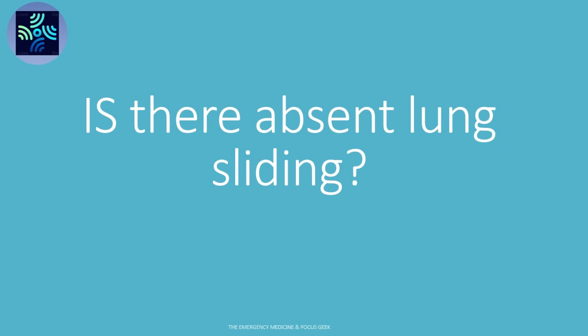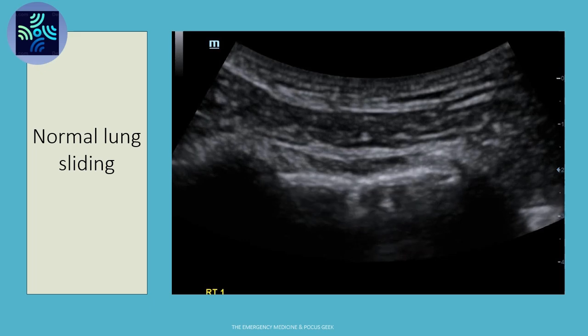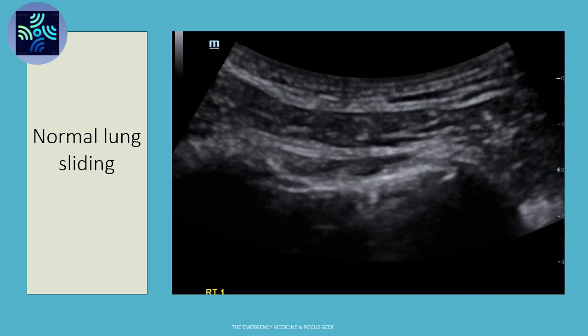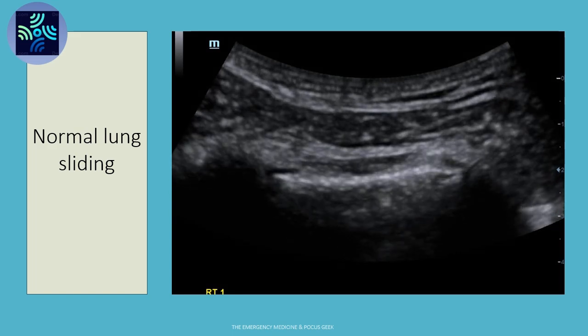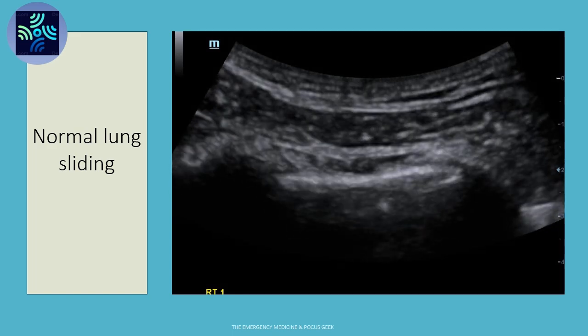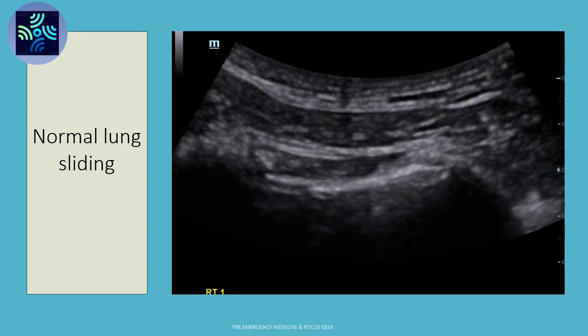Is there absent lung sliding? This is what a normal lung looks like on ultrasound. On either side, we can see the ribs with the rib shadows beneath them. Between the two ribs is the intercostal space. Here we can see the pleural line moving to and fro. This is called lung sliding.